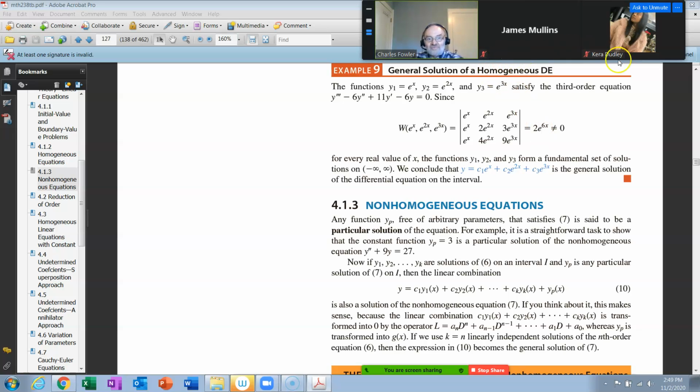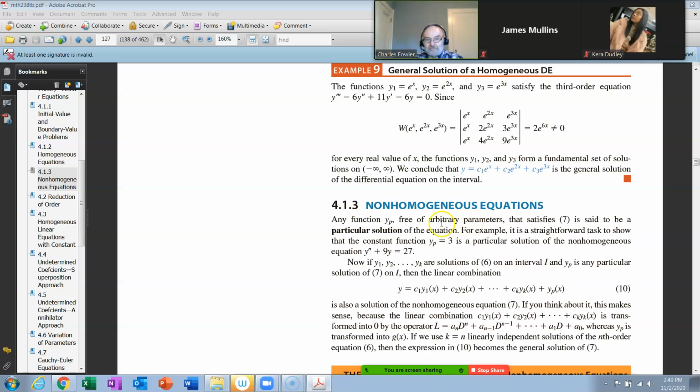So since these functions form a fundamental set of solutions, I couldn't think of that word, from negative infinity to positive infinity, we can conclude that's your general solution of that differential equation right here with those 3 independent solutions. Now let's move on to non-homogeneous equations.